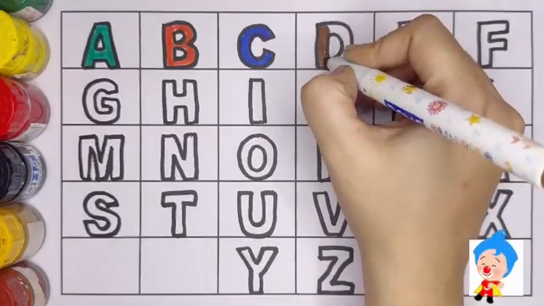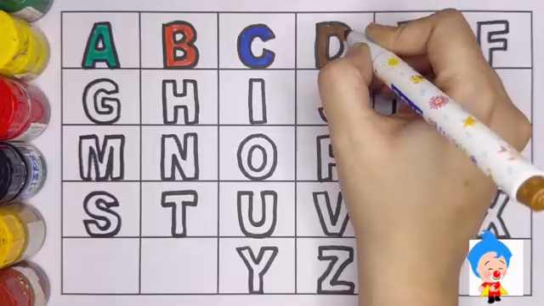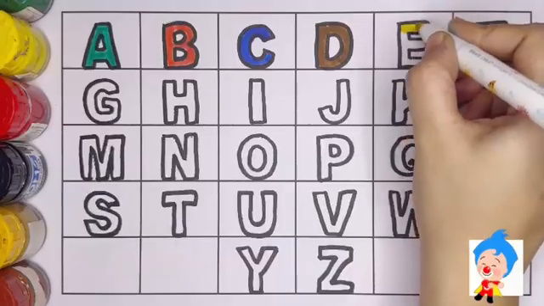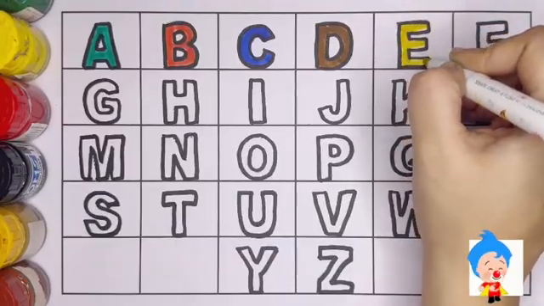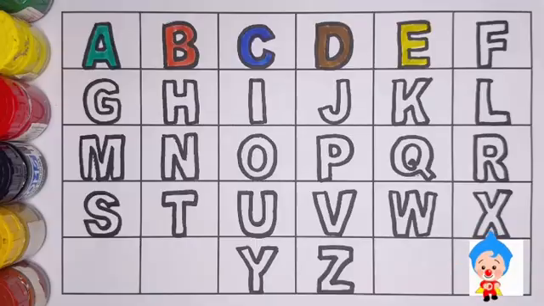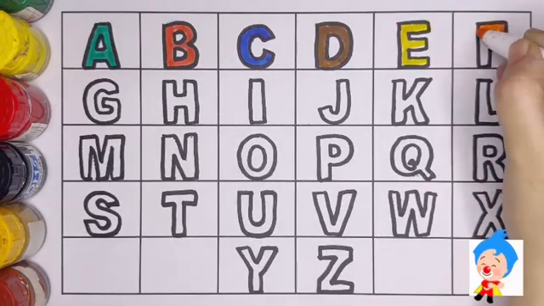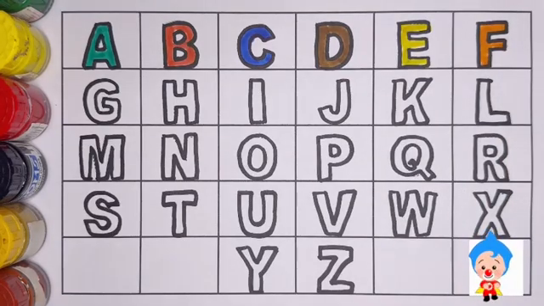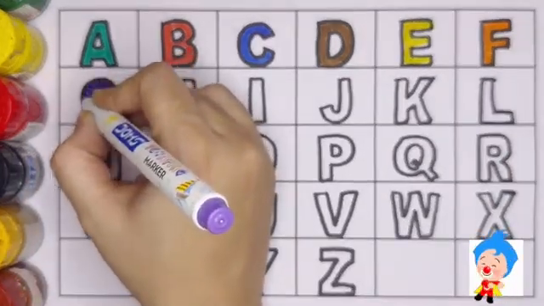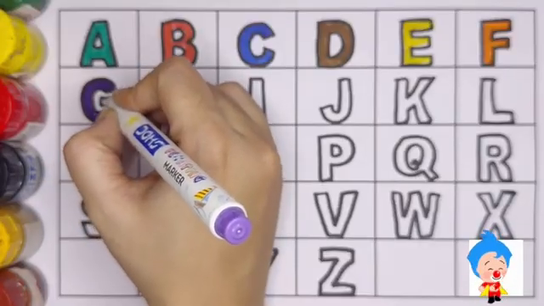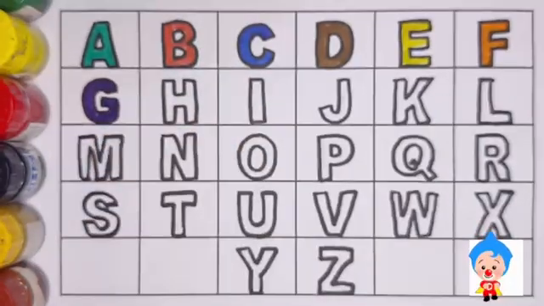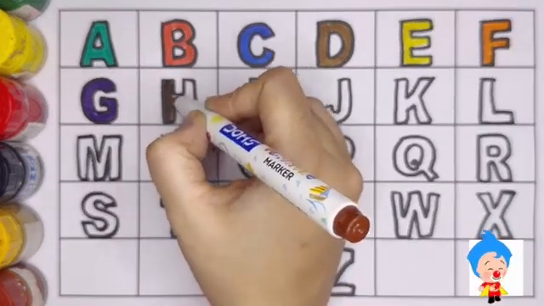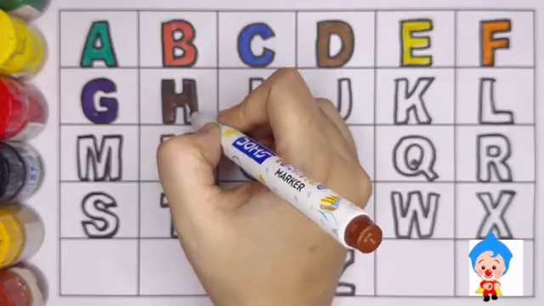D for duck. After D, E. E for eagle. F. F for fish. Then comes G. G for giraffe. After G, H. H for horse.